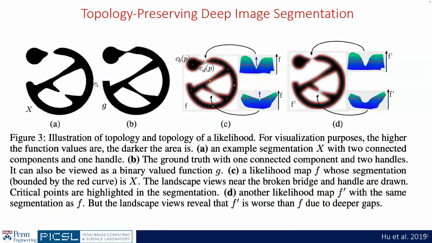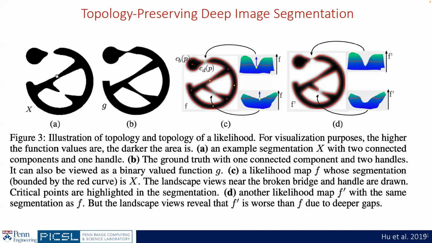Okay, so let's see these two functions here, x and g. These are just two different segmentations of some structure. These are the structures we are going to work with in this part. This particular structure is the ground truth, where you have one connected component. Remember the numbers: it has one connected component and it has two holes, two handles, 1 and 2.